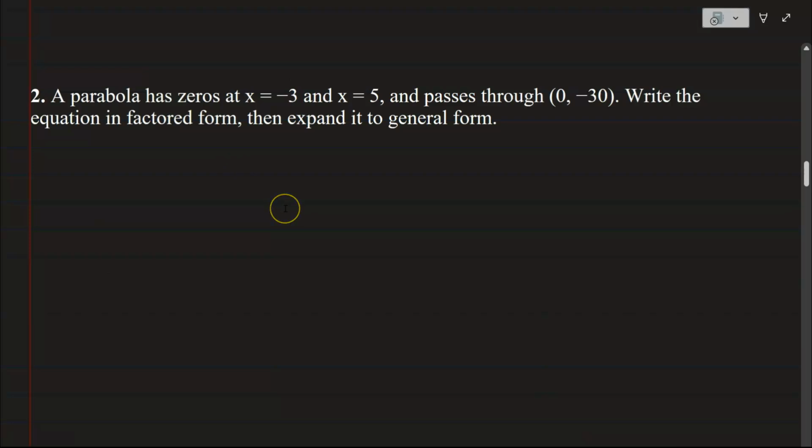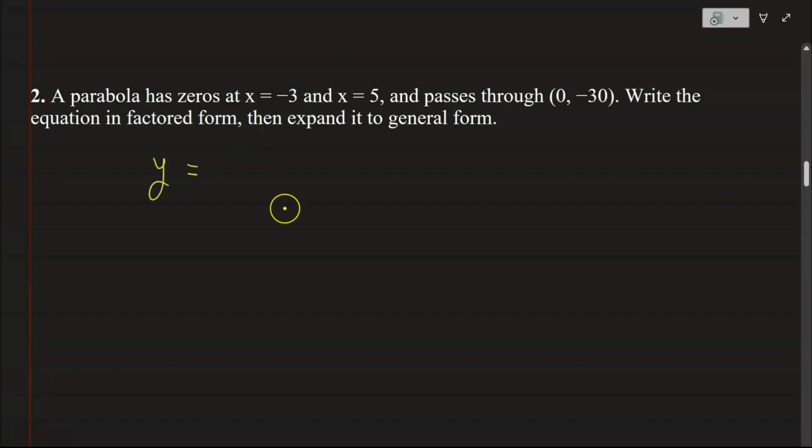We have a parabola that has zeros of x = -3 and x = 5, and passes through the point (0, -30). Write the equation in factored form and then expand it into general form. So we're just going to go backwards. The reason this question is important is because it will lead into the polynomial function unit in Pre-Calculus 12, and you need to know how to do this. Okay, so here it is.